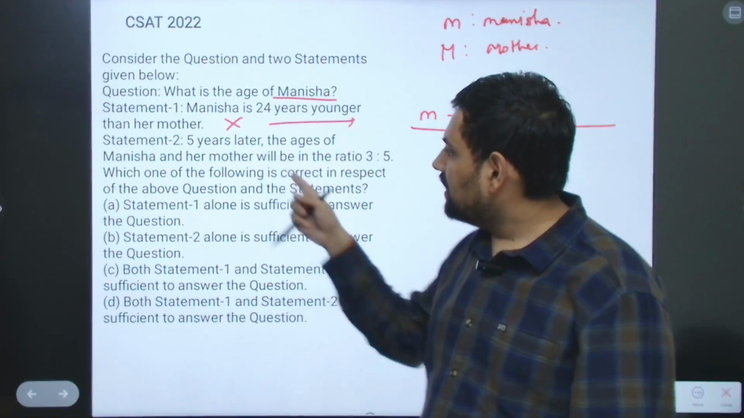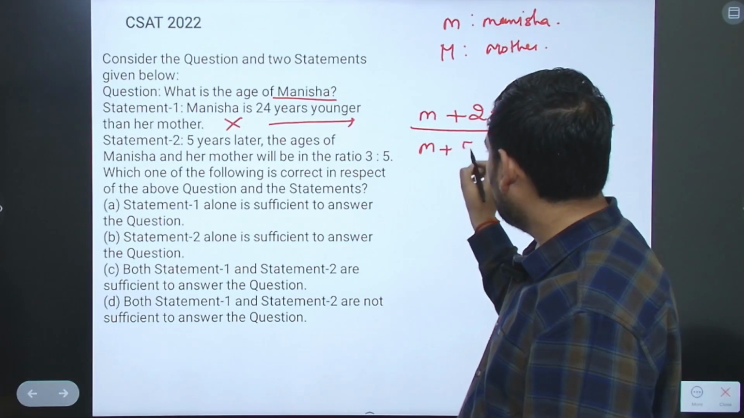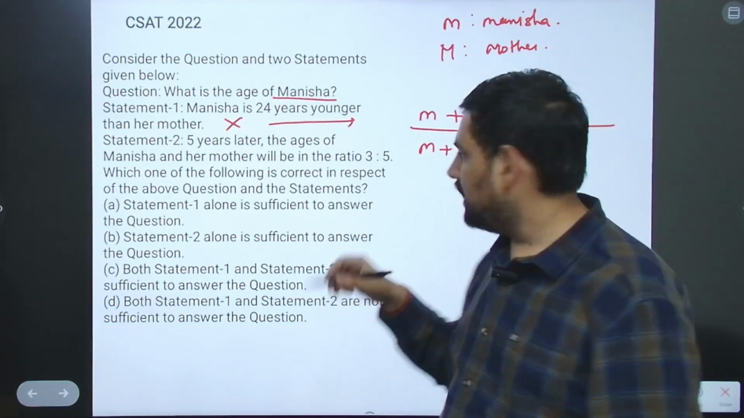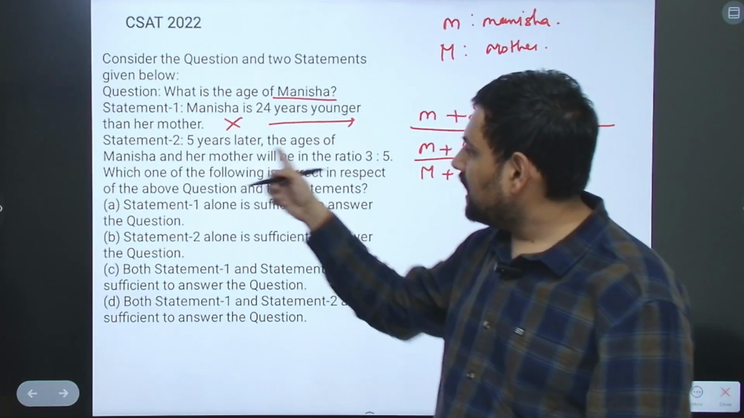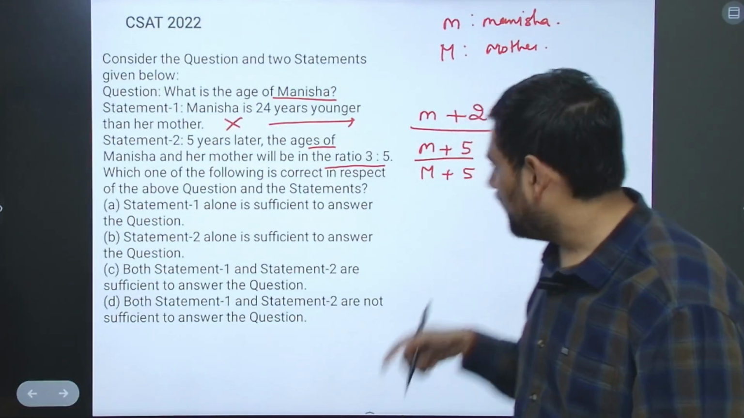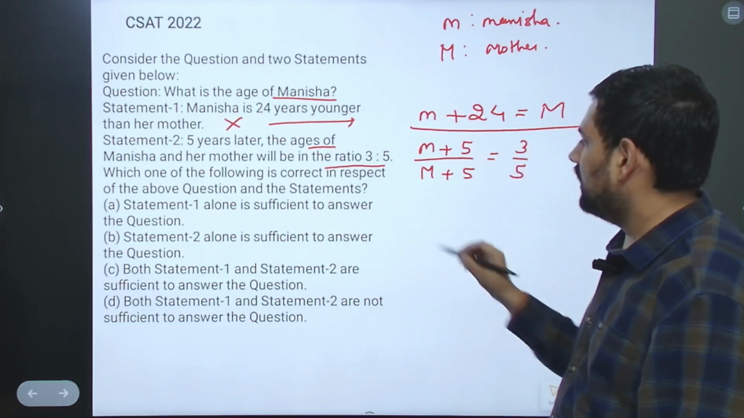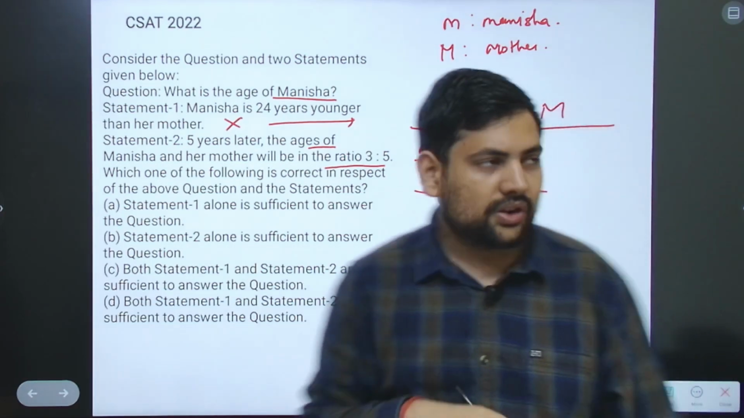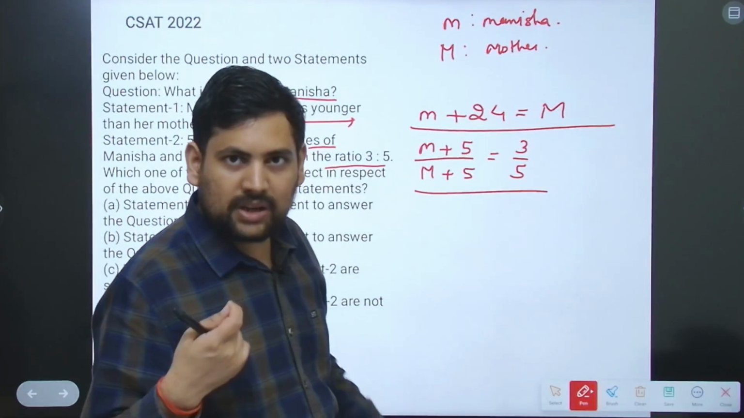Now, 5 years later, what will be Manisha's age? m plus 5. And what will be her mother's age? Big M plus 5. It says 5 years later, the ages of Manisha and her mother will be in the ratio 3:5. So I have divided their ages. This will be 3:5. This is the second statement.